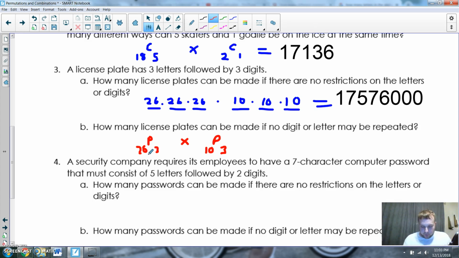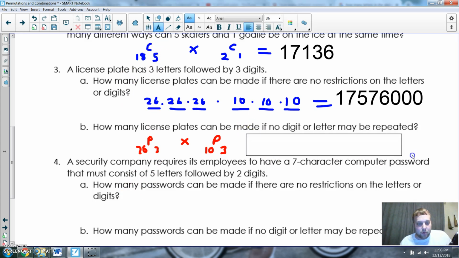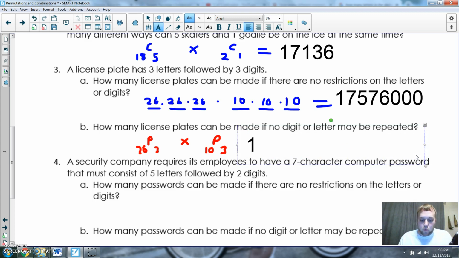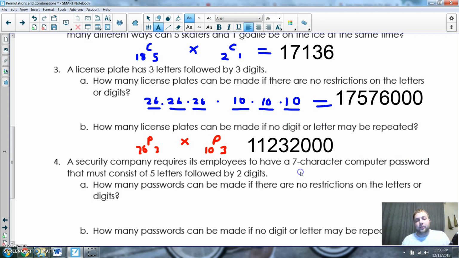Let's do this quick. 26. Forgive me, I don't feel like pausing it. Alright. I got an answer. It is 112,320,000. Alright, that's what I got. That's how many ways you can do a license plate.